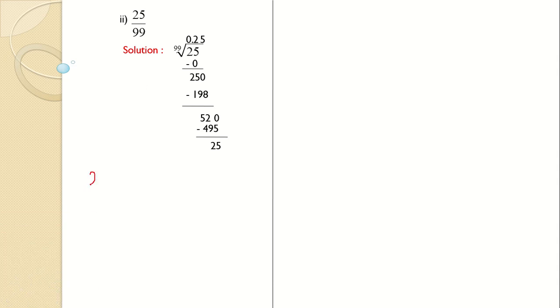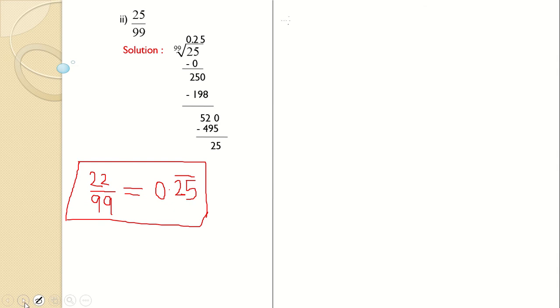So here we write the final answer this way. It's important to write the final answer. 25 upon 99 is equal to 0.25, and we know that this 25 is recurring. So whenever there is a group of numbers that is recurring, you give a line on its top. When there is just one number that is recurring, you give a dot. But when there is a group of numbers that is recurring, you give a line on its top, and you can put the entire answer in a bracket like this. That gives a good impression.